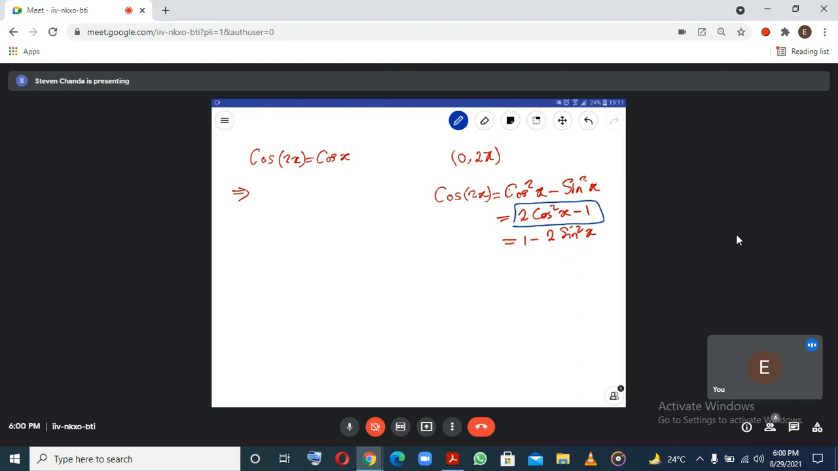So again, if you didn't know this identity, then you would be stuck. That's why revise the identities, go through the identities, ensure that you are comfortable with them. Okay, so that's about it. So now let's substitute.